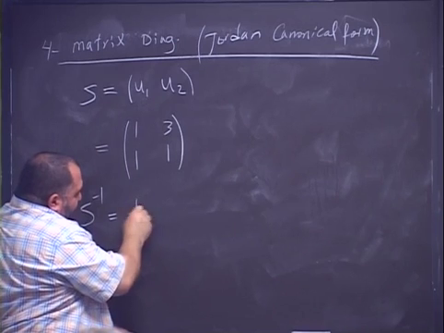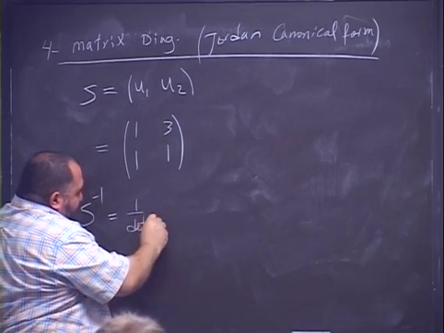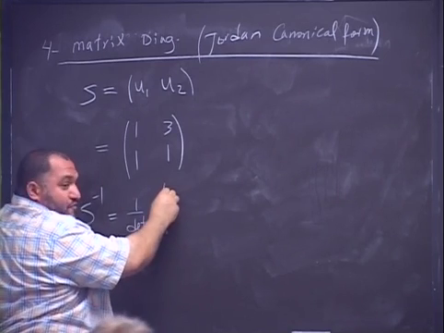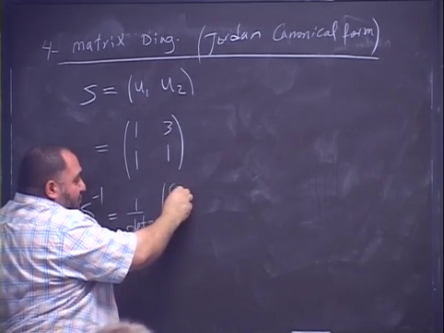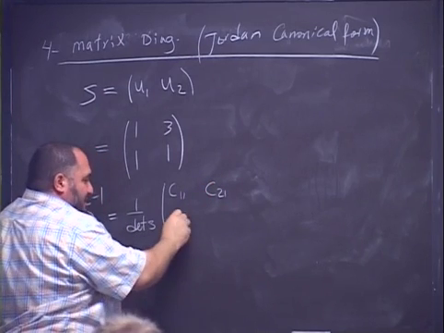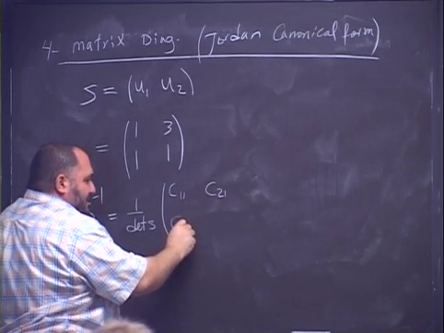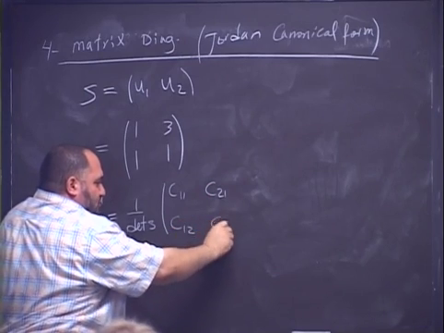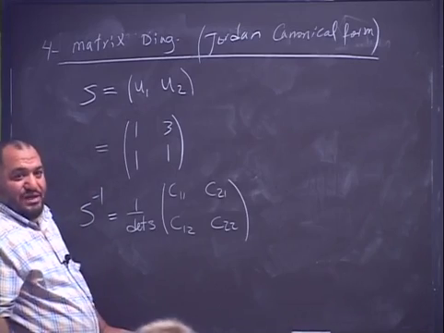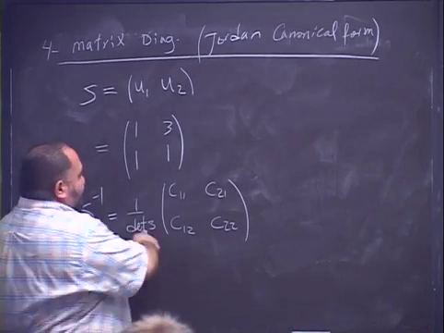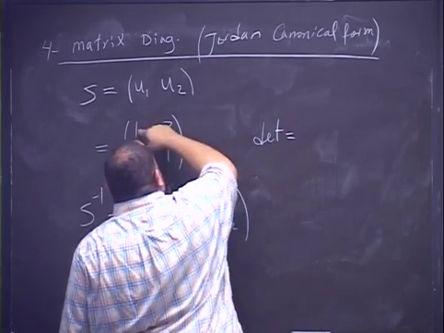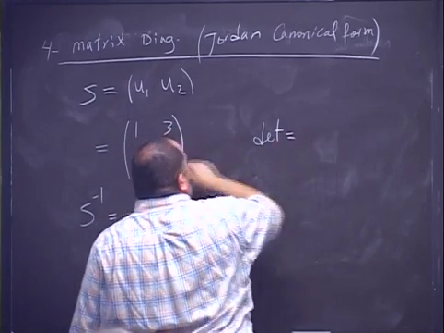So the inverse is 1 over the determinant of S multiplied by the cofactor matrix, with entries 1, 1, 2, 1 and then 1, 2, 2, 2. Yes, guys, this is how to get the inverse of a matrix. What's the determinant? It is equal to 1 minus 3, which is what?